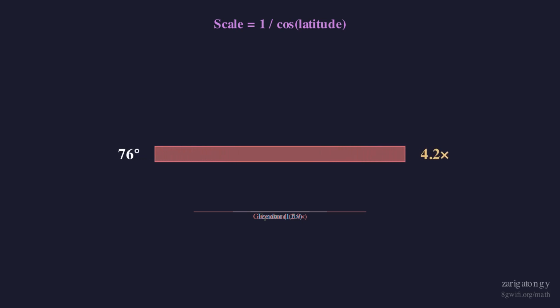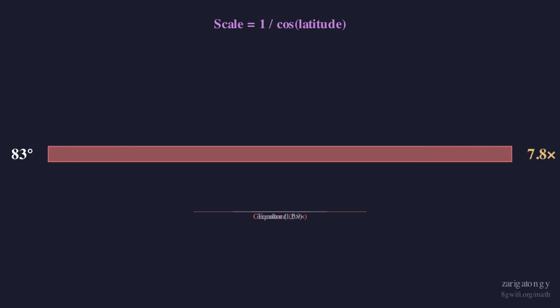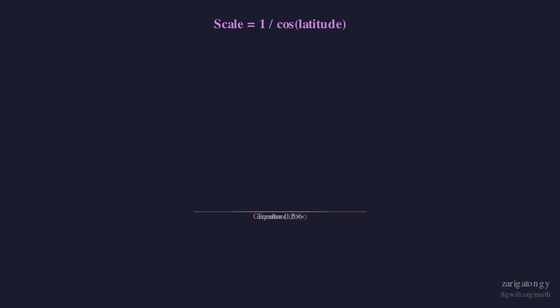The Mercator projection stretches by 1 over cosine of latitude. At the equator, scale is 1. No distortion. Watch the bar grow as latitude increases. At London, 1.6 times inflated. At Greenland, nearly 3 times. At the poles, cosine hits 0. Scale becomes infinite. That's why no Mercator map can show the poles.